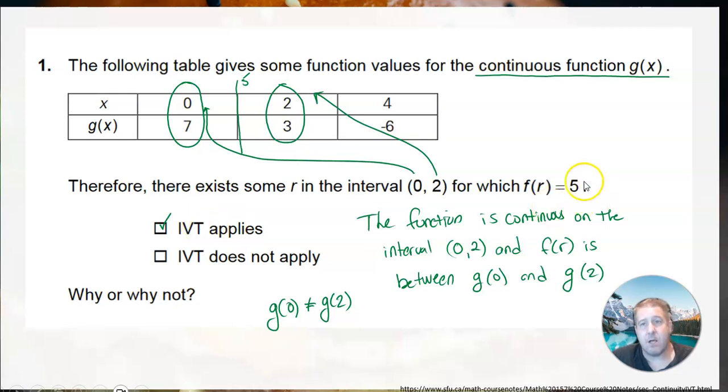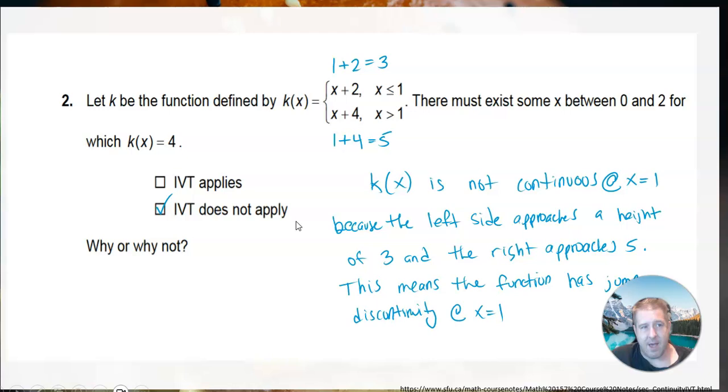Yes, IVT does prove that for the height of 5, f of r, there has to be a time in between 0 and 2 where a height of 5 does exist. We have proven that using IVT.